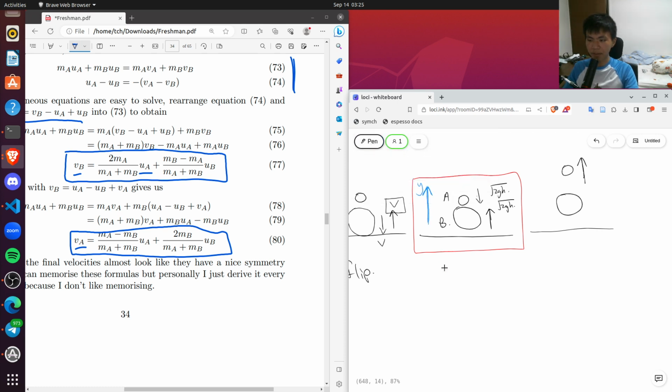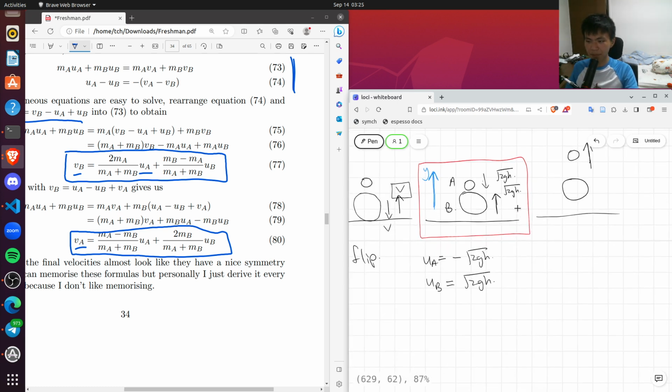So the velocities, right? UA is going downwards at square root 2gh, so it's going to be minus square root 2gh, and UB is going to be square root 2gh. Mass A and mass B are simply the masses of the basketball and the tennis ball. The tennis ball and the basketball.